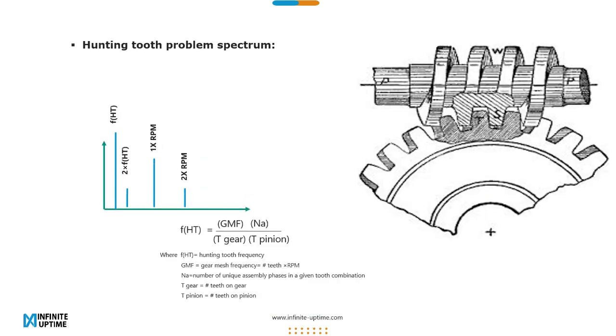Hunting tooth problem. Ideally, when a tooth tends to hunt for its mating gear is what a hunting tooth problem comes up as, visible here. Now the formula for a hunting tooth is GMF times NA, which is the number of the assembly phases, divided by the teeth on the gear and the teeth on the pinion.